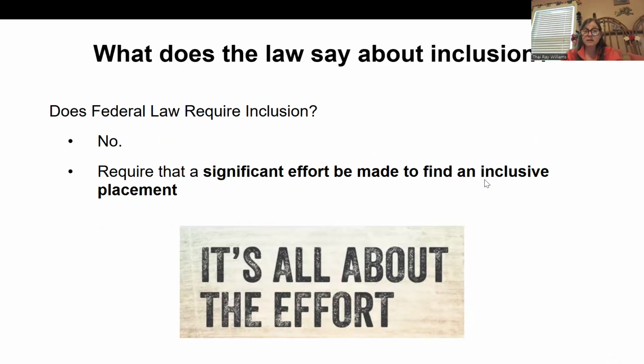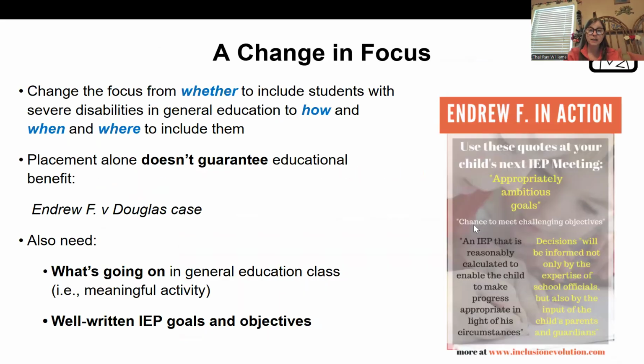So when we're talking about the law, does the federal law require inclusion? And the answer is no. But what they do require, and this goes along with what we were just talking about, is a significant effort to find an inclusive placement. So if the student can participate in an inclusive setting for the full day, can they participate in a full inclusion setting for a part of the day, a portion of the day, an activity during the day? But again, we want to make sure that their unique needs are being met within that setting.